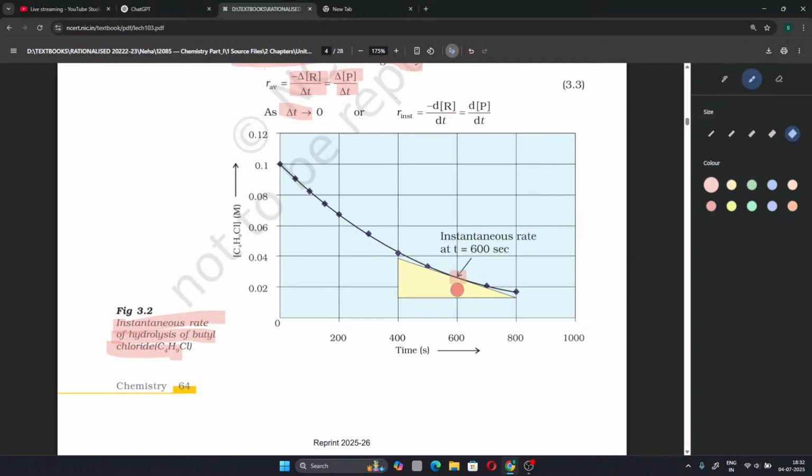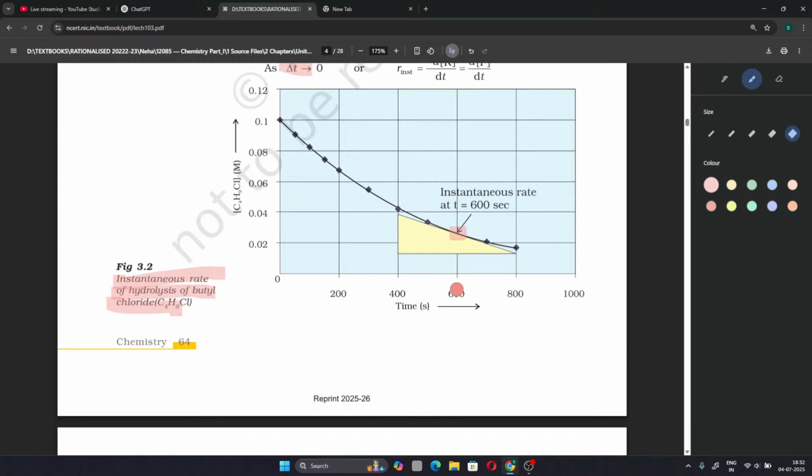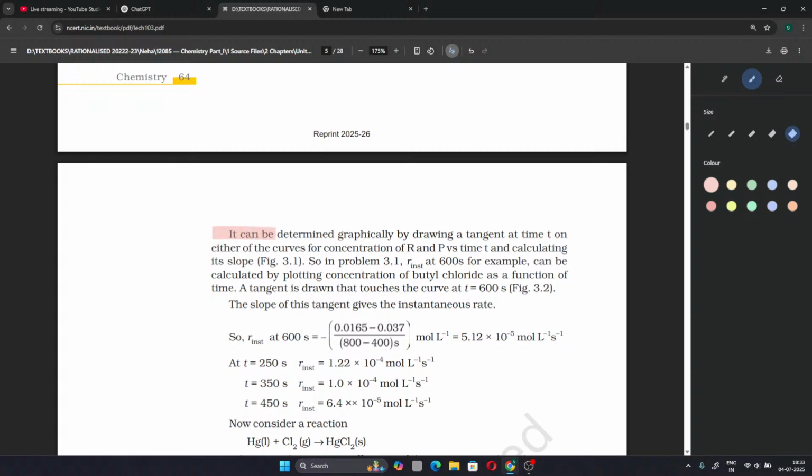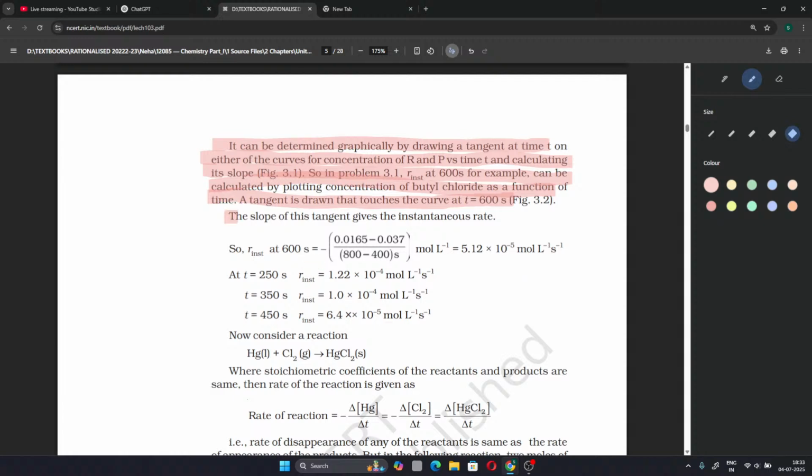This is the rate. There we should take a tangent and find a small distance, and we can find the total rate at that instant. It can be determined by drawing graphically a tangent at time t on either of the curves for concentration of R and P versus time, and calculating its slope. So in problem 3.1, r instantaneous at 600, for example, can be calculated by plotting the concentration of butyl chloride as a function of time. A tangent is drawn that touches the curve at t equals 600 second. The slope of the tangent gives the instantaneous rate.